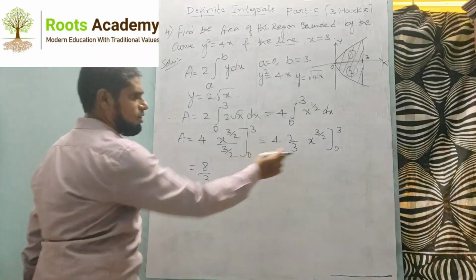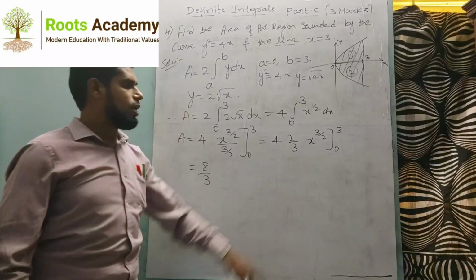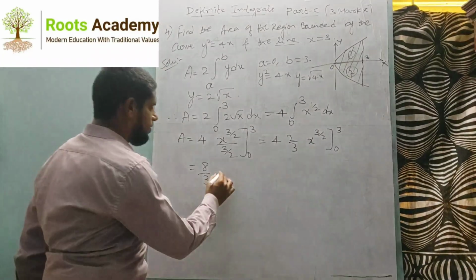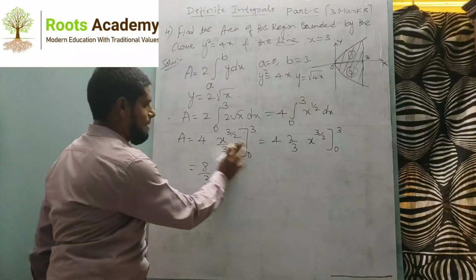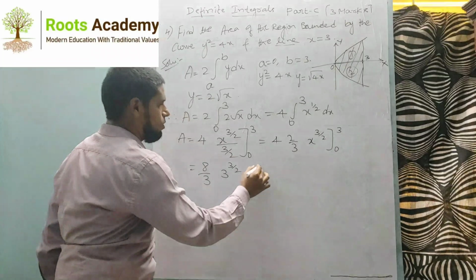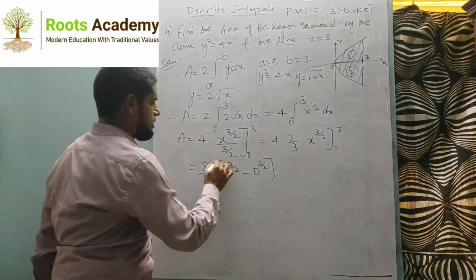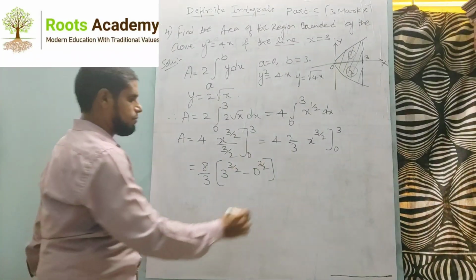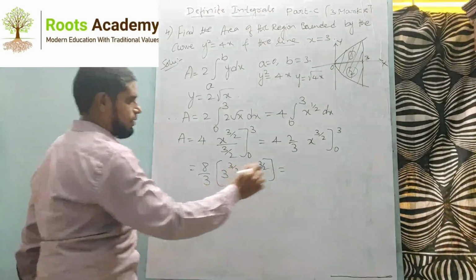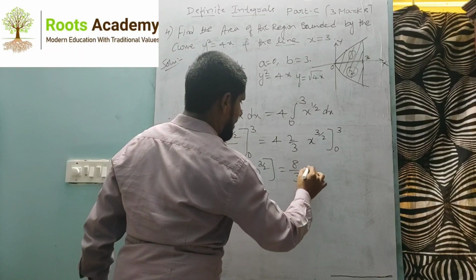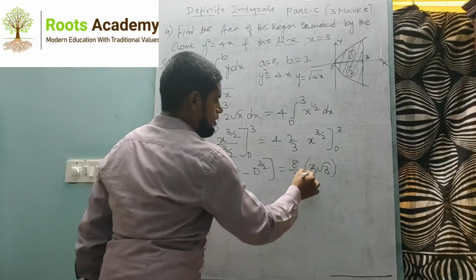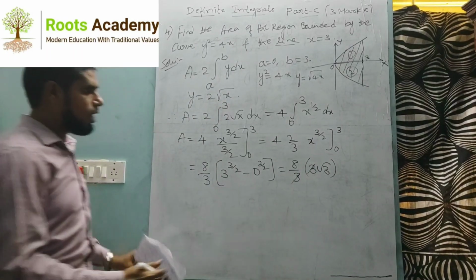8 by 3 upper. Here, students, lower limit is 0. So let me neglect this 0 here, because 0 power anything is 0 only, no? Simply what will I write? 3 power 3 by 2 minus 0. Or if you want, but this is 0. 3 power 3 by 2 is 3 root 3. 3 root 3. So this 3 and this 3 get cancelled.